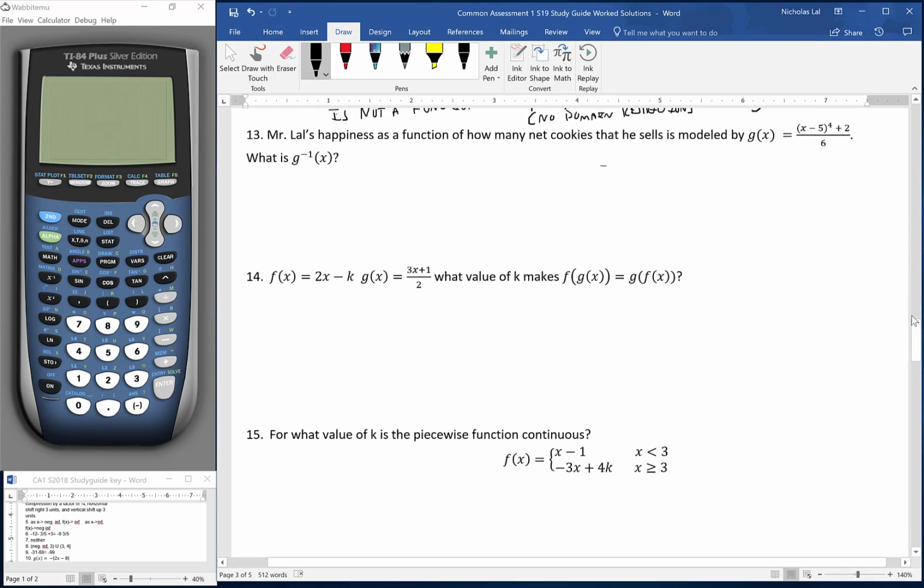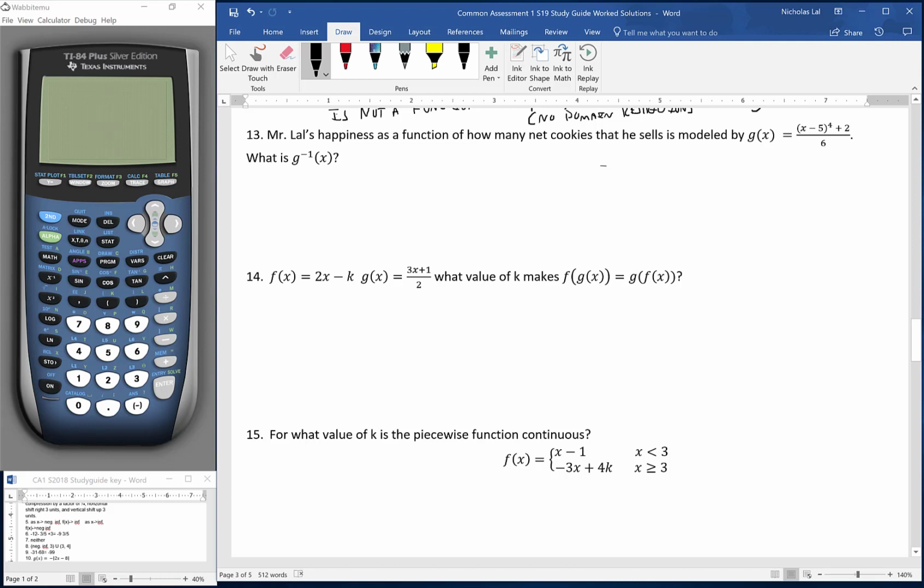All right. Mr. Law's happiness is a function of how many net cookies he sells, modeled by g of x is equal to the quantity x minus 5 to the fourth power plus 2, all over 6. By the way, this function makes no sense in regards to the concept of the problem. I'm just kind of messing with you guys. What is the inverse of g of x?